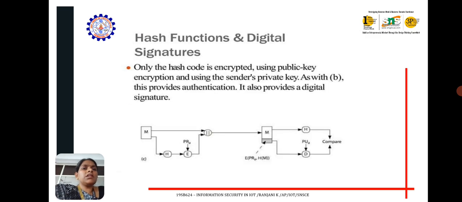So let us see this with the block diagram. Here only the hash code is encrypted using public key encryption, by using the sender's private key. It provides authentication and a digital signature.